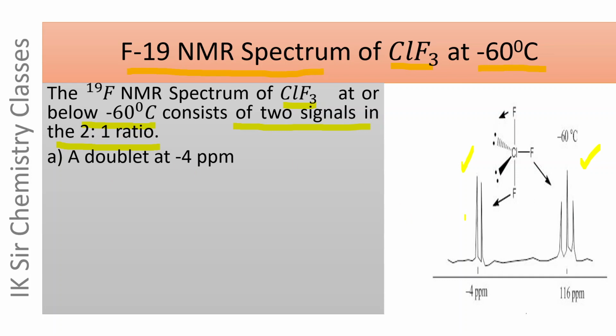One is a doublet. This is the doublet. The NMR signal splits up into two peaks, and this doublet is obtained at -4 ppm and a triplet at +116 ppm. This NMR signal splits up into three peaks, and this triplet signal is obtained at +116 ppm, while this doublet signal is obtained at -4 ppm.